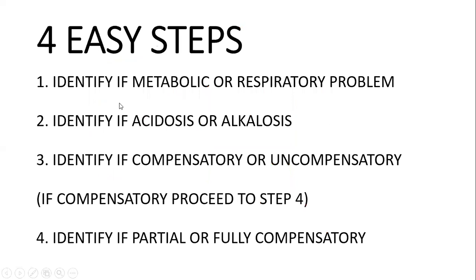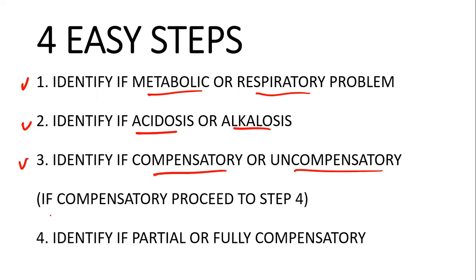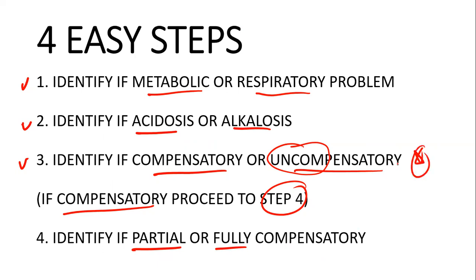Now, first step will be to identify if the problem is a metabolic or respiratory problem. So we will discuss that in a while. Next, we have to identify if it is acidosis or alkalosis. Number 3, we have to identify if it is compensatory or uncompensatory. Now, if it is compensatory, you proceed to step number 4, which is you identify if it is partial or fully compensatory. Because if in step number 3 it is already uncompensatory, there is no need anymore to identify if it is partial or full because it is already uncompensated. All right. So that is your 4th step. Let's proceed to the first step.